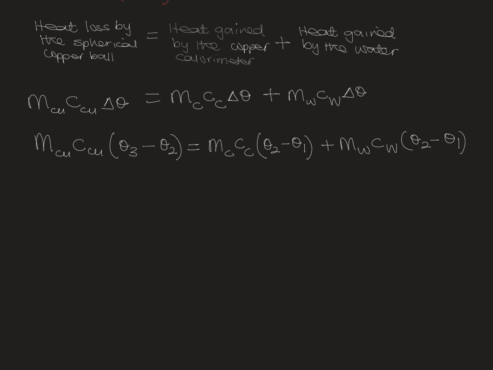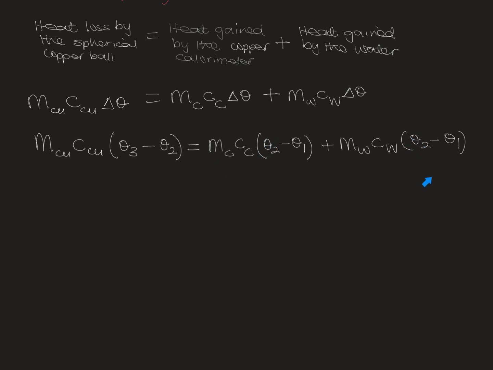So as you can see, this is the equation that we have to establish. The heat loss by the spherical copper ball is equal to the heat gain by the copper calorimeter plus the heat gain by the water. The question wants us to find the equilibrium temperature that is attained, that is theta 2.